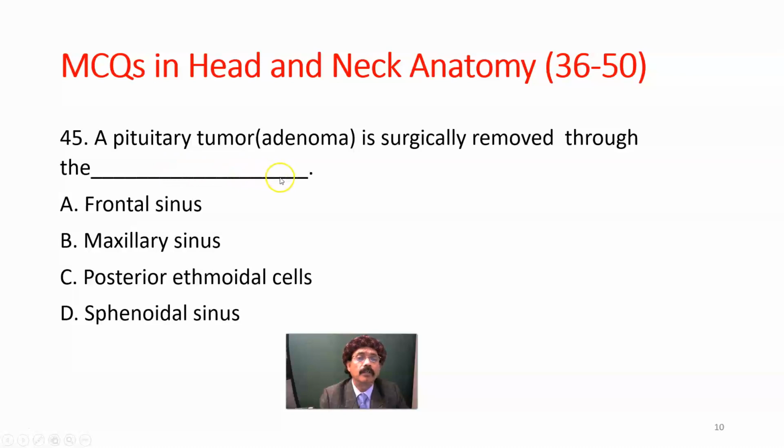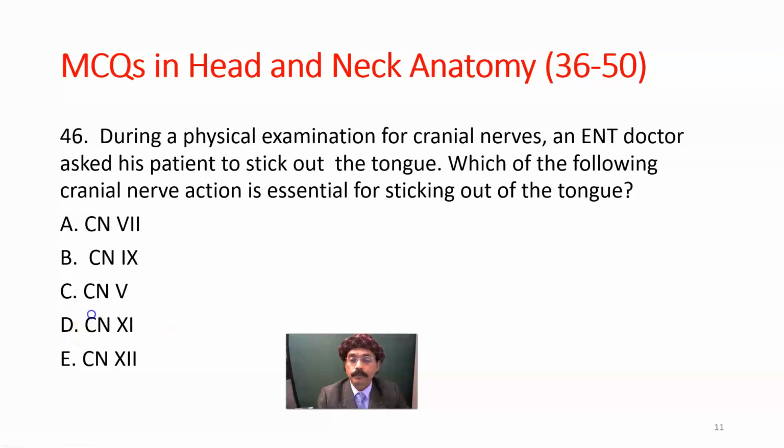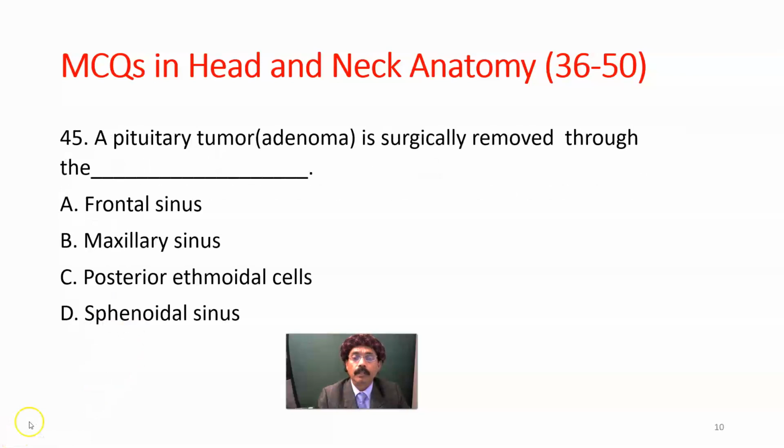Pituitary adenoma is a very common tumor, surgically removed through which paranasal sinus? Frontal sinus, maxillary sinus, posterior ethmoidal cells, sphenoidal sinus. Answer should be what? Sphenoidal sinus. It is approached through the nose. Sphenoid bone is broken to get the pituitary gland out. Okay, so we got the sphenoidal sinus. D is the answer, 45D.